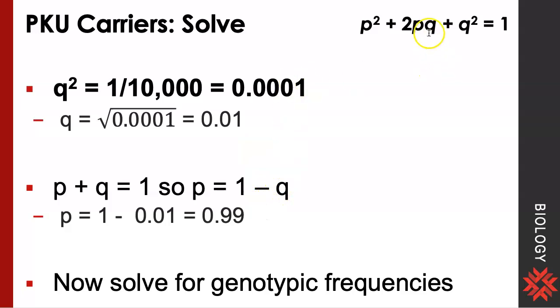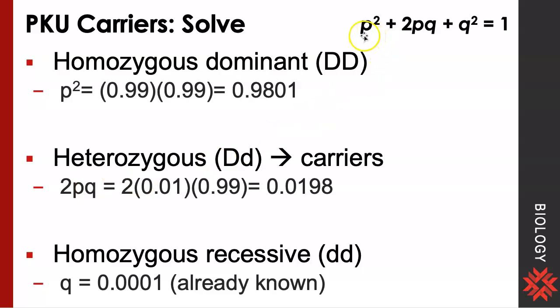Now that we have those P's and Q's, those allele frequencies, now we can solve for the genotypic frequencies. So in order to do that, we're going to use the different components of our Hardy-Weinberg equation. So we know that P squared represents the frequency of the homozygous dominant genotype. So we're going to plug in P squared. Our P was 0.99, so 0.99 squared, or 0.99 times 0.99 is equal to 0.9801. Again, you can just plug that into your calculator.